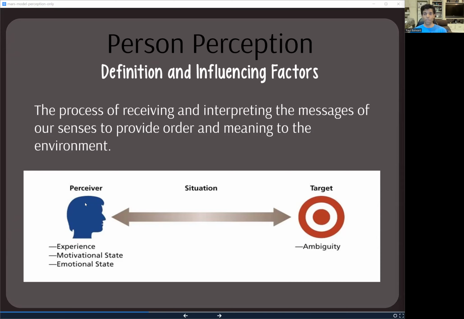First, we have the perceiver. And the perceiver, think about that as yourself. You are influenced by things like your experience. So if we're talking about general perception and you had a bad experience, say purchasing a product, so let's say you purchase a product from, I don't want to be sued for defaming any company, but let's say you purchase a product from Microsoft and it malfunctioned, okay?